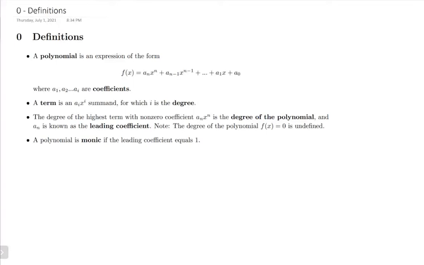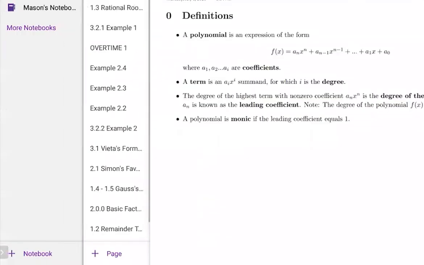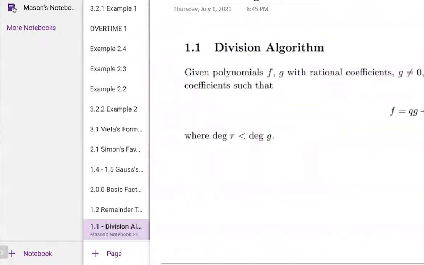So each one of the terms that look like a sub n times x to the n is a term, etc. And the degree of the highest term with a non-zero coefficient is called the degree of the polynomial, and a sub n is known as the leading coefficient. And another special term that often comes up, especially in competition math, is monic. And that just means that the leading coefficient is equal to 1. All right. So now let's proceed to some basic theorems.